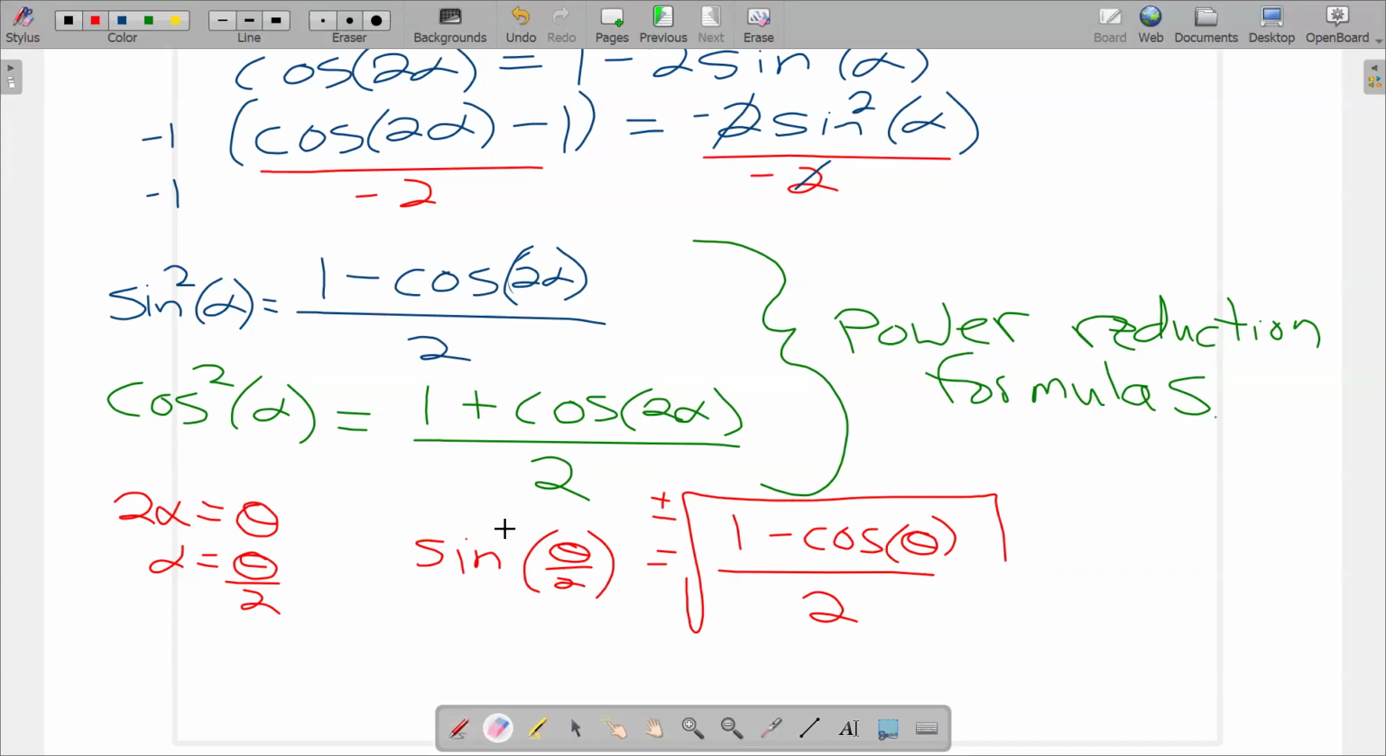This is called a half angle formula. So we can work with doubled angles and we can reverse that to work with half angles. The half angle formula is a bit more complicated because you have a fraction and you have a square root, and then you also have the plus or minus to think about.